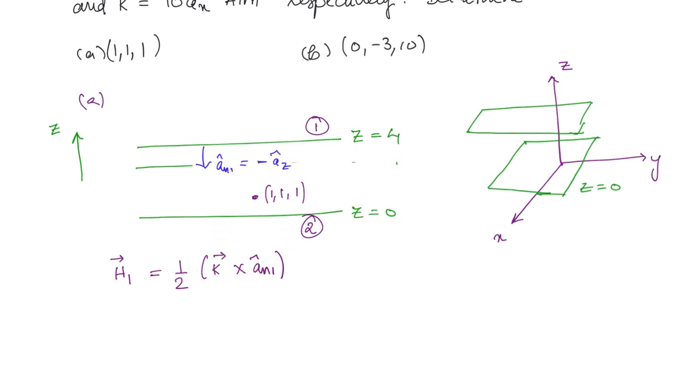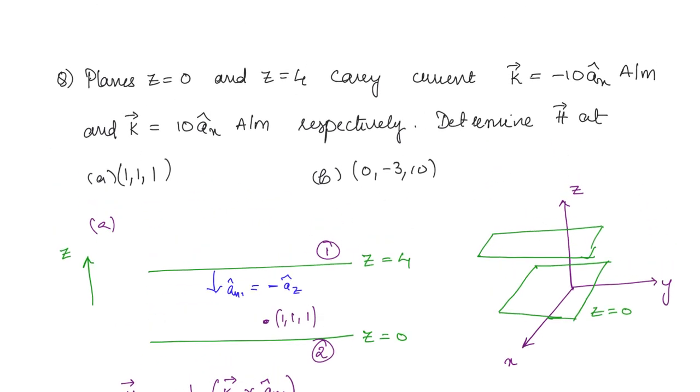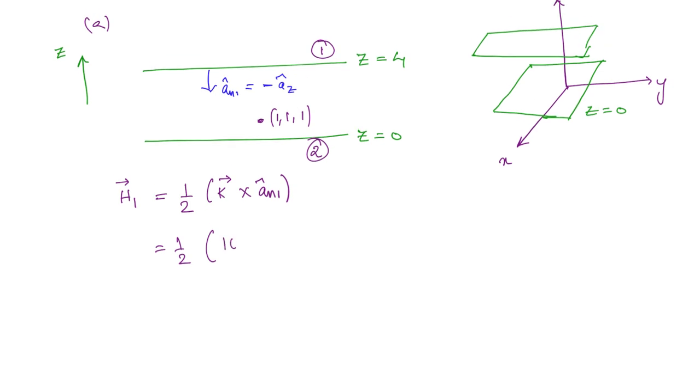Now we can write H1 bar equals 1 by 2 into the current density of the first one, the z equals 4 plane. z equals 0 is minus 10 ax bar and z equals 4 is plus 10 ax cap. So you can write here K is 10 ax cap cross a n1 is minus az cap. So x cross minus z, you are going to get ay plus ay. So this is 5 ay cap.